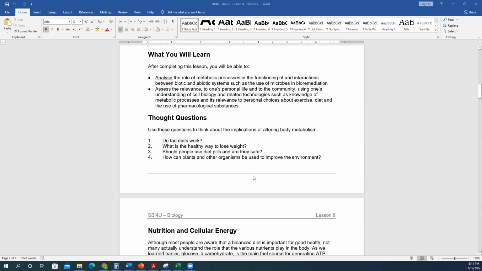As we are talking today, some of the things you can think about are the implications of trying to actually affect and alter your body's metabolism. Do fad diets, in fact, work? What is a healthy way to lose weight? Should people use diet pills, and are they considered safe? And in terms of our bioremediation section, how can plants and other organisms be used to improve the condition of our environment?